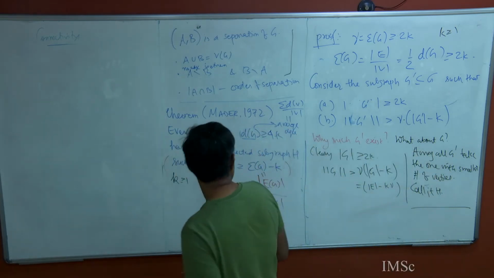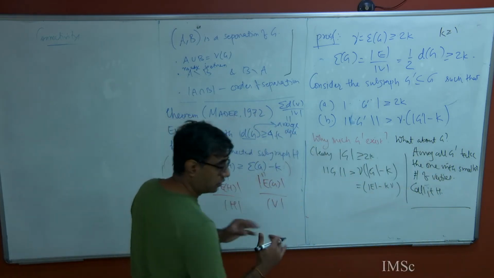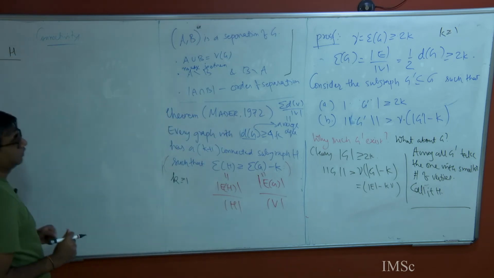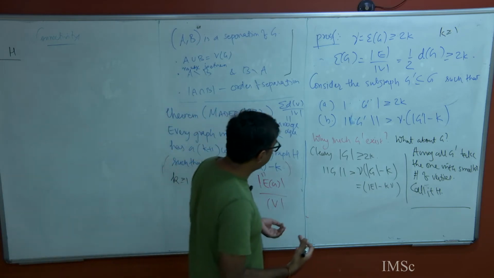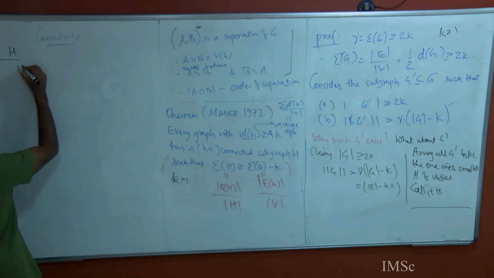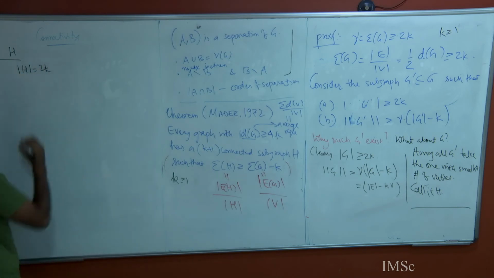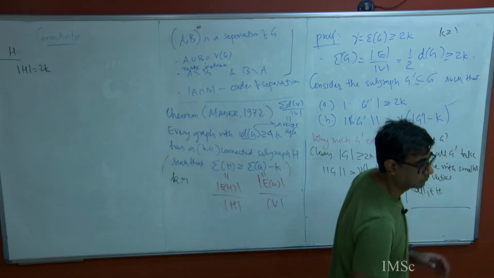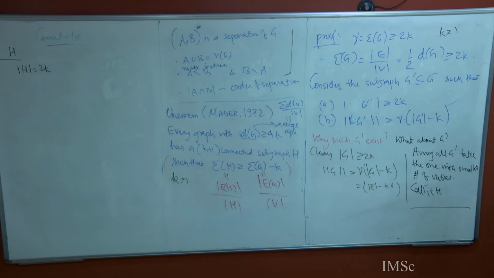Okay, that's all well. Now we will focus on this H. First of all, H has these two properties. First, let's ask ourselves, can H have size exactly equal to 2k? These are simple graphs, by the way.